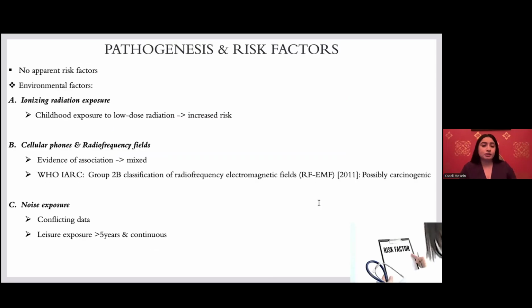Now, most patients diagnosed with vestibular schwannomas have no apparent risk factors. Exposure to high-dose ionizing radiation is the only definite environmental factor associated with an increased risk of developing it. Childhood exposure to low-dose radiation for benign conditions of the head and neck has been associated with an increased risk of its development.